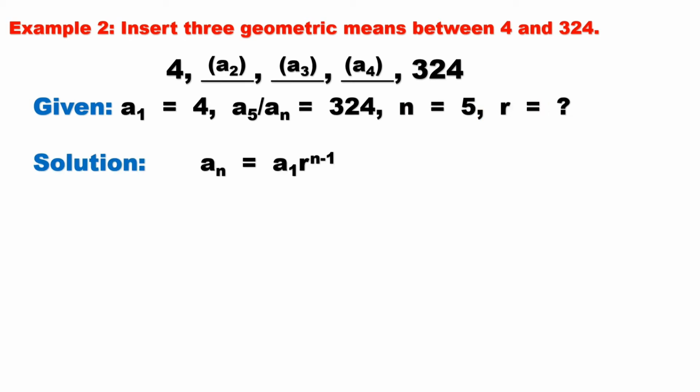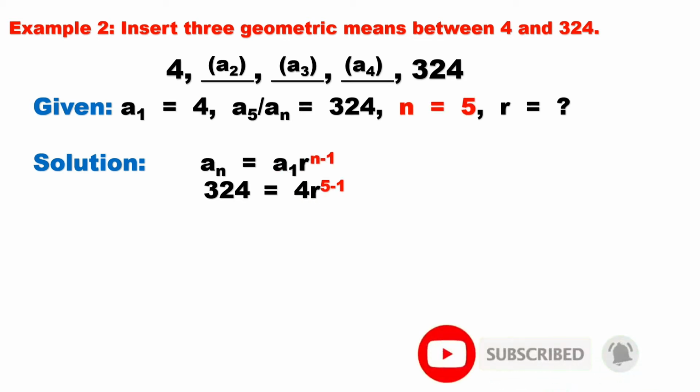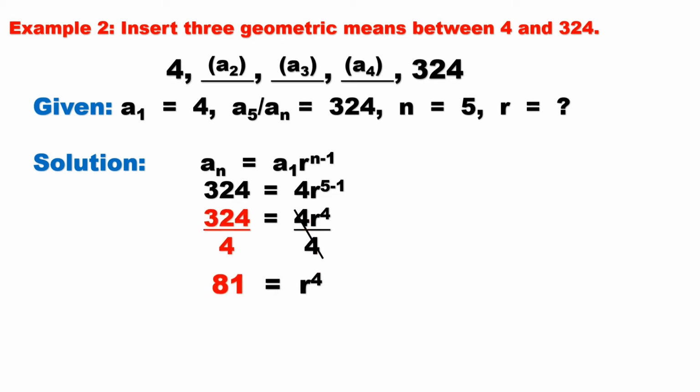To solve, we will use the formula A sub n equals A sub 1 R raised to the n minus 1. To substitute the values on the formula, A sub n equals 324, A sub 1 equals 4, R is missing, raised to the n minus 1 equals 5 minus 1. Simplify the exponent: R to the 5 minus 1 equals R to the 4th. To remove the coefficient 4 from 4R to the 4th, divide both sides by 4. Cancel 4, so we have R to the 4th. 324 divided by 4 equals 81.